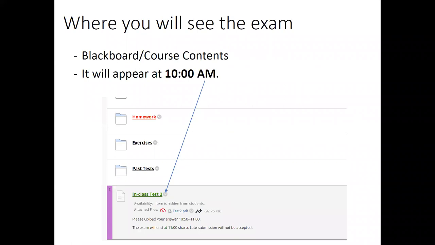So at 10 a.m., you will see in class test two in your Blackboard. If you didn't see it, try to refresh your web page. It will appear here. Currently, it is hidden from you. It will appear at 10 a.m. on Friday.